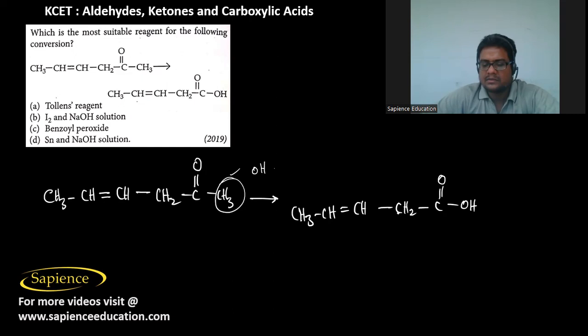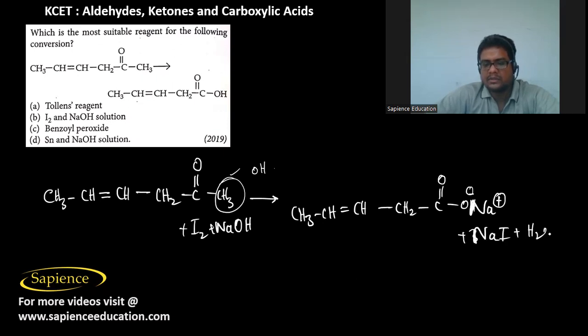Here we need the iodoform reaction, which means we should use I2 with NaOH. Then it will form COO minus Na plus, and it will also form sodium iodide plus H2O.